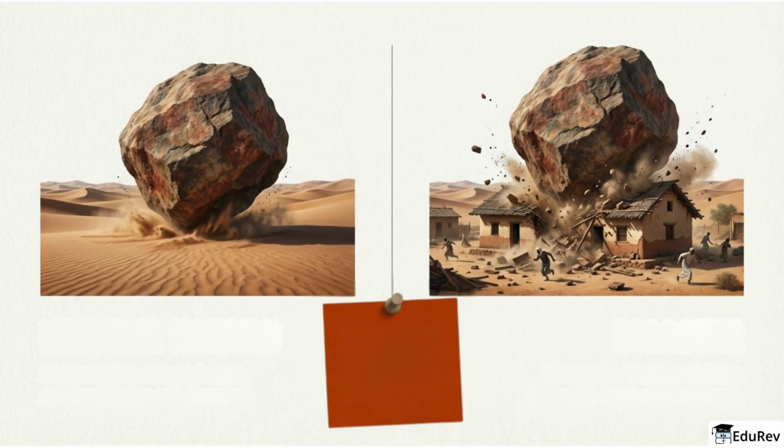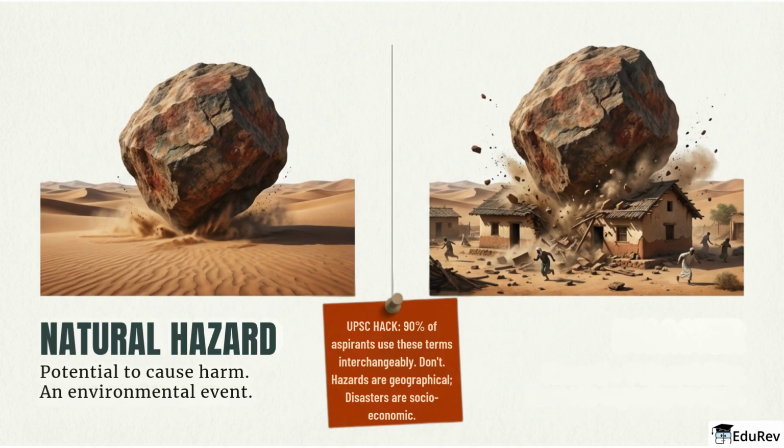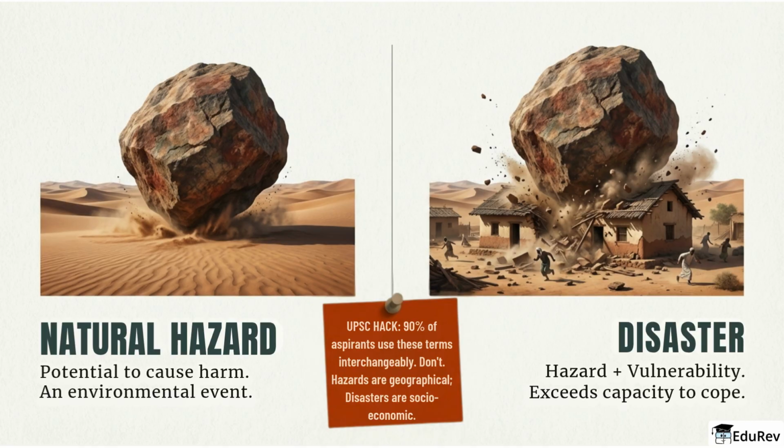Before we go into hazards one by one, lock this distinction. Many aspirants mix these two words in their answers. A hazard is a potential threat. A disaster is the actual damage. So hazards are geographical. Disasters are socio-economic. Meaning, the same cyclone over an empty coast is a hazard. But over a dense settlement, it becomes a disaster. That one line can upgrade your mains framing instantly.